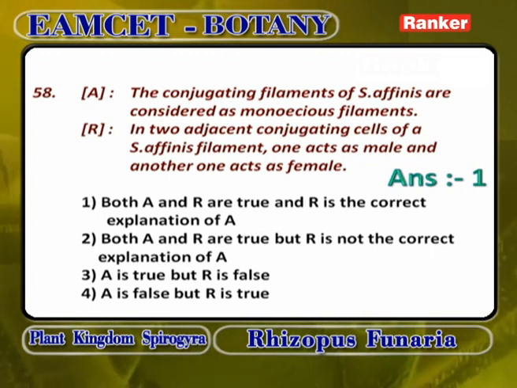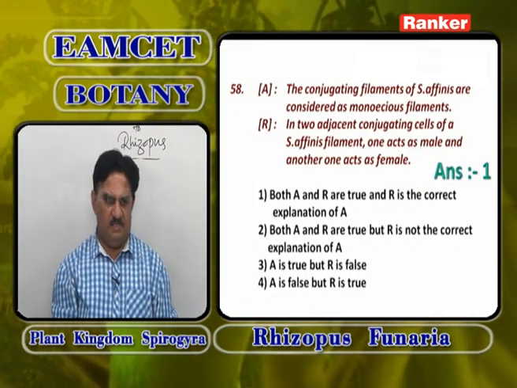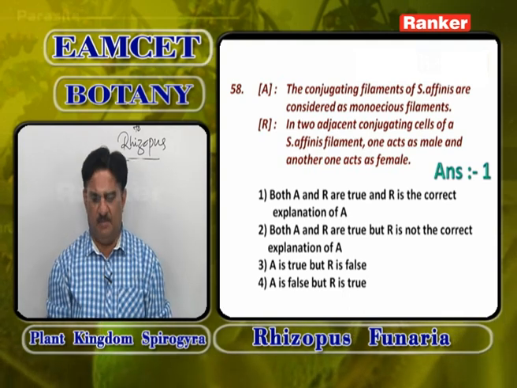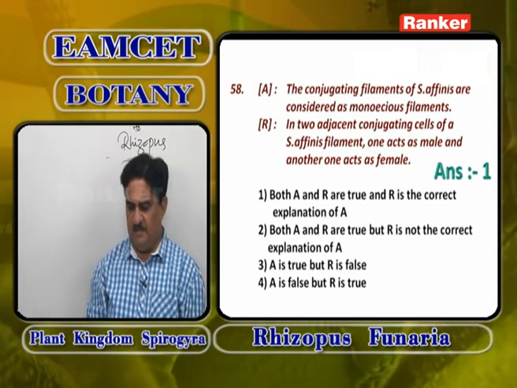In 2 adjacent conjugating cells of a Spirogyra affinis filament, one acts as a male and the other acts as a female. Once they act as male and female, only then does conjugation take place. So, both are related to each other. Definitely the answer will be both A and R are correct. R is the correct explanation of A.